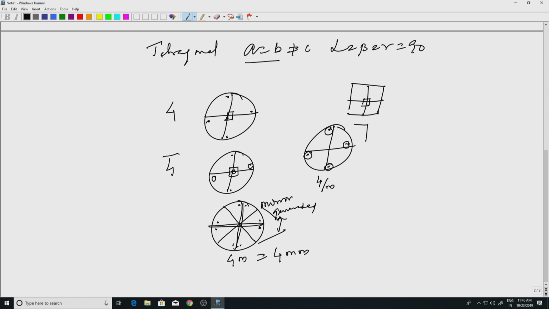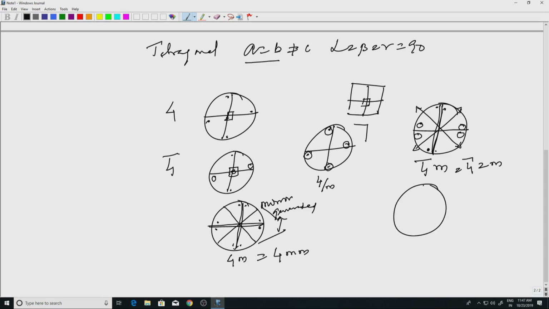Then comes 4 bar m. Under this we have seen 4 bar is here and put a mirror here. You get this one, this generated, this generated. Interestingly, we can see there is a twofold getting generated here. That is nothing but 4 bar 2m.